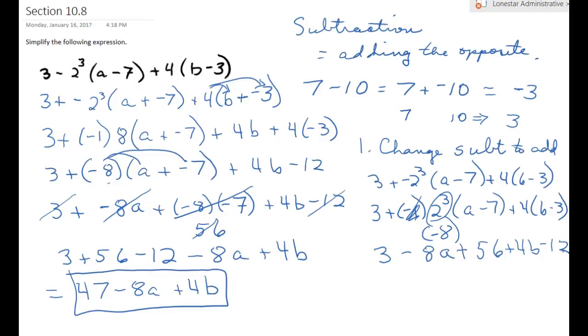Okay, and notice I actually automatically went back to subtraction instead of adding negatives. That's because I'm so comfortable with it, but let's go ahead and keep it like that. Subtraction means adding the opposite. Okay, so we have 3 plus 56 is 59 minus 12. When we put all of our numbers together, we get 47. And then we still have the plus negative 8a, which now we can write as minus 8a, and then the plus 4b.